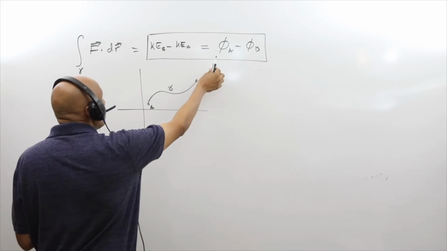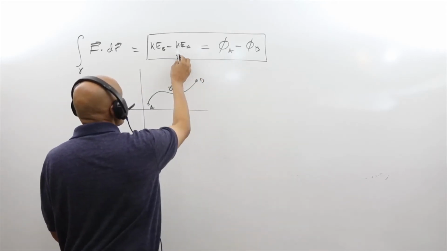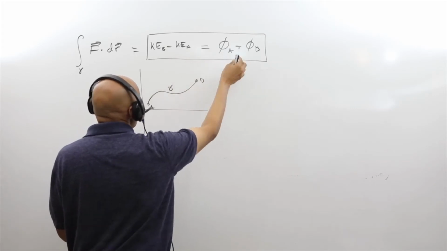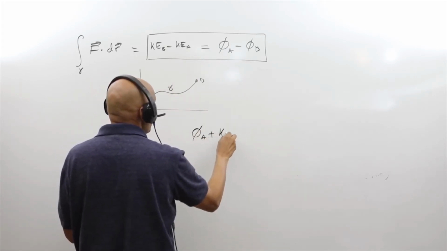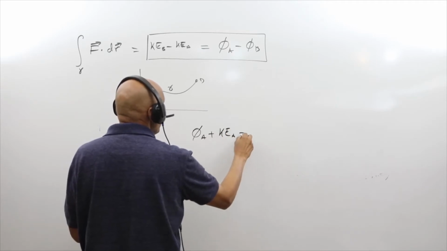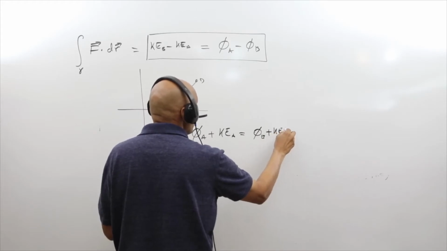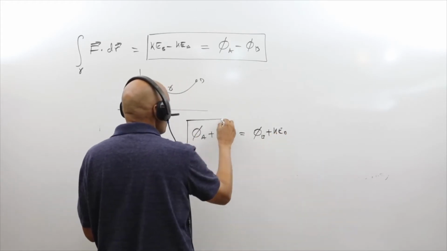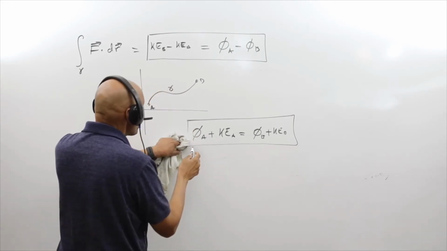So I'm going to move the A's to one side and the B's to the other, and moving this to the other side, and phi to the other side, you'll actually see that phi at A plus the kinetic energy at point A is equal to phi at B plus the kinetic energy at point B. And this is an important idea.